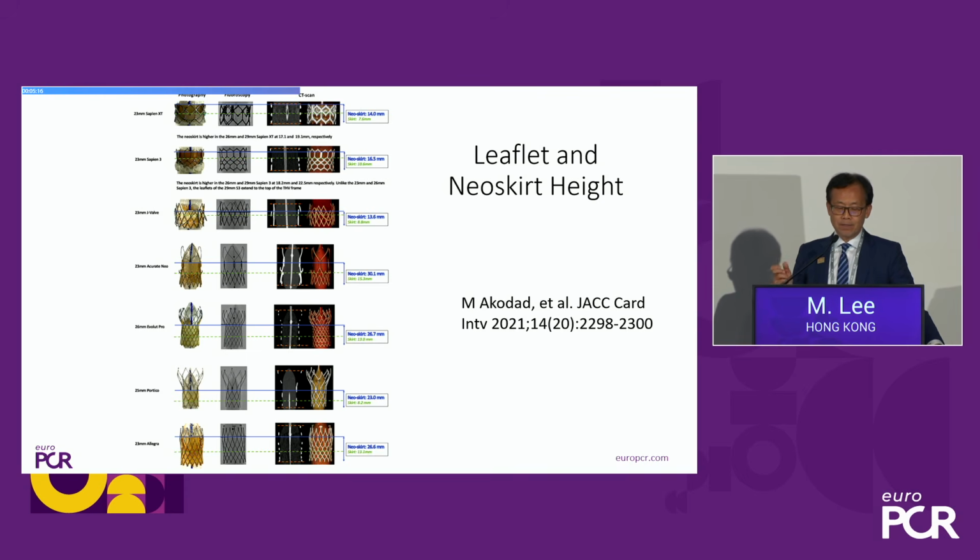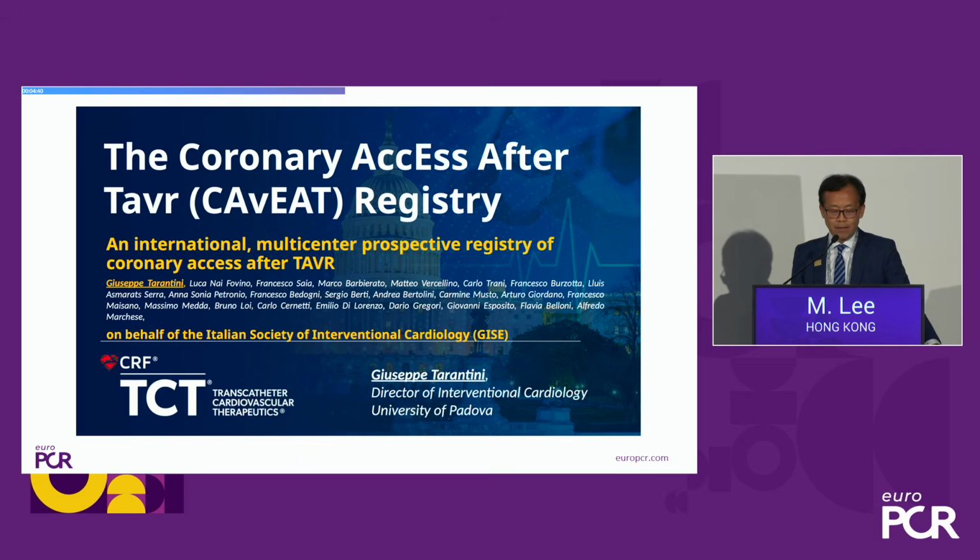If we look at the leaflet length and the neo-skirt height, you will see that, of course, the balloon expandable shorter frame device will have the shortest neo-skirt, so that will obstruct the coronary reaccess in the future. But if you look at the taller frame self-expanding devices, the smallest neo-skirt height is actually achieved with Portico as well as the Navitor, so that this shorter neo-skirt height will allow easier coronary access in the future.